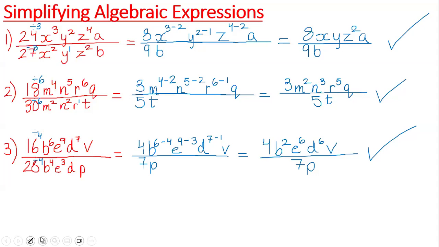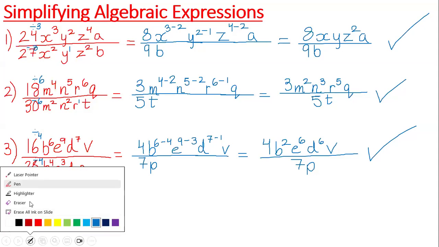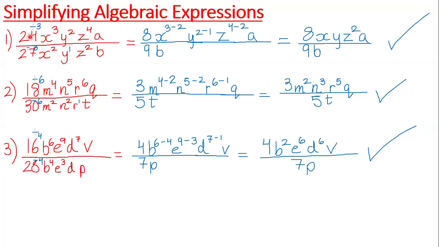Okay, so let's start from number 1. So what number can go into 24 and 27 evenly? 3, right? What is 27 divided by 3?